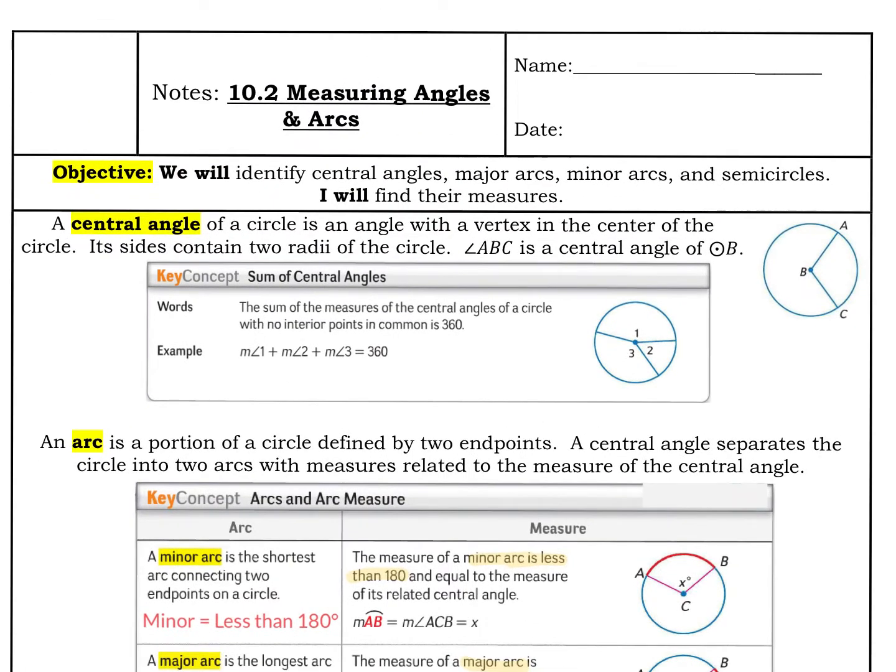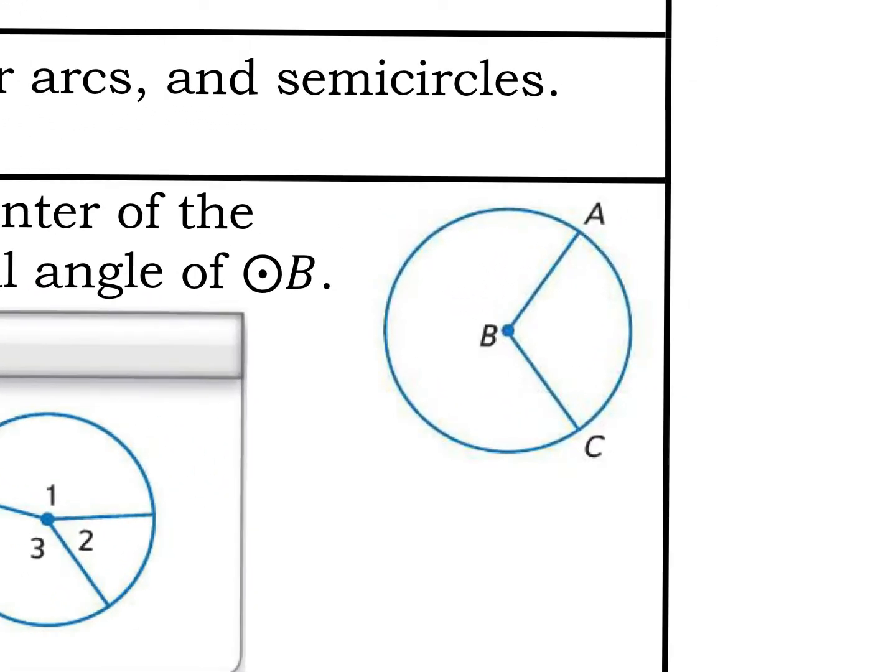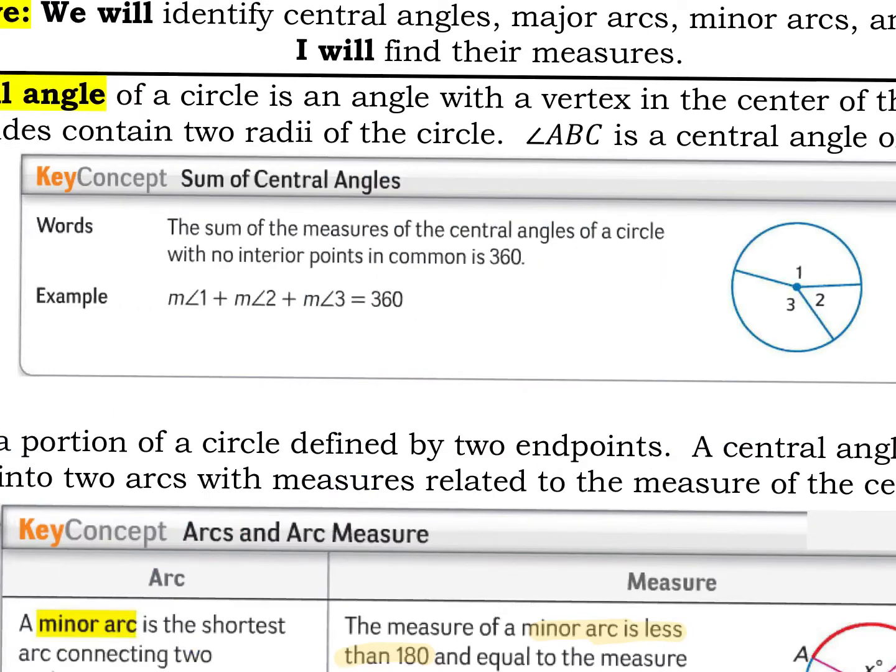So the first thing I want to start off with is the central angle definition. A central angle of a circle is an angle with a vertex in the center of the circle. Its sides contain two radii of the circle. So in this image right here, angle ABC is a central angle of circle B. And then of course, if you go full circle, you travel 360 degrees. So that's what this property is saying, that the sum of all the central angles in a circle add up to 360 degrees.